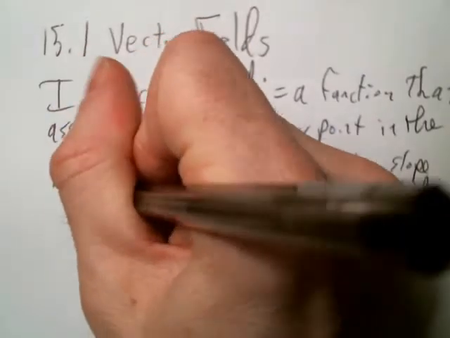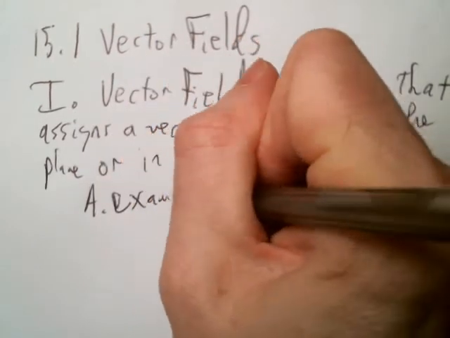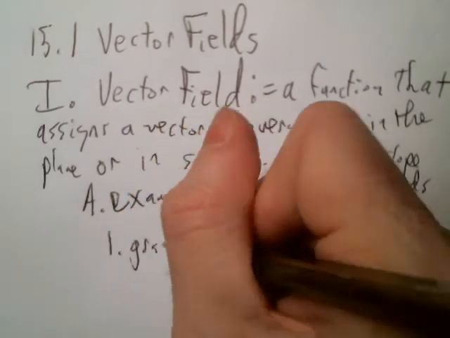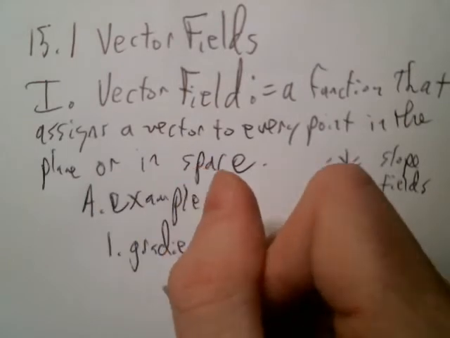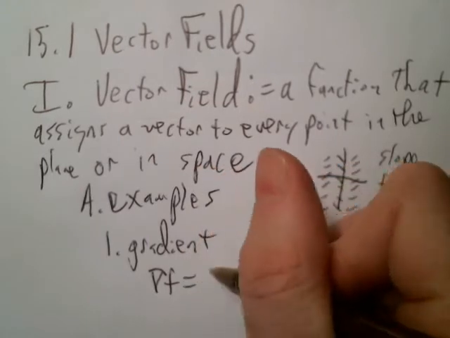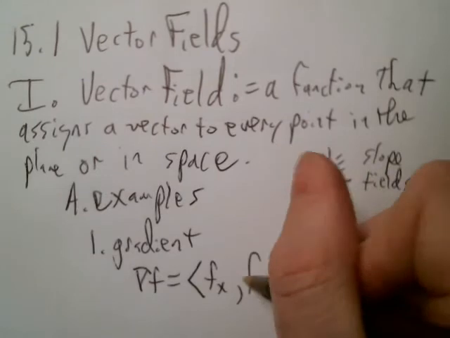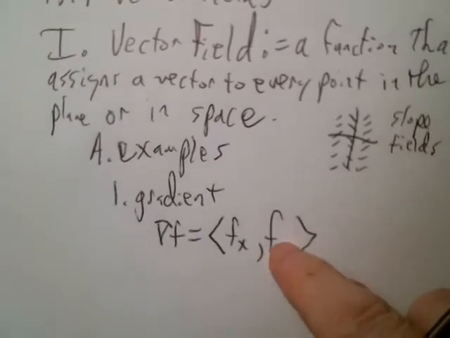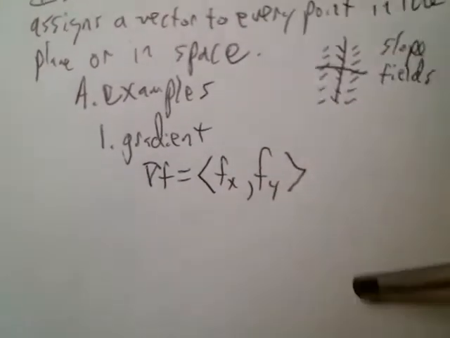Some other examples of vector fields, examples that we know already. First off, the gradient. If you remember, the gradient is just the vector formed by the partial derivatives of the function. So you'd have fx here and then fy here. For any point in the plane, you could assign it this vector based off the partial derivatives, and that is a vector field.